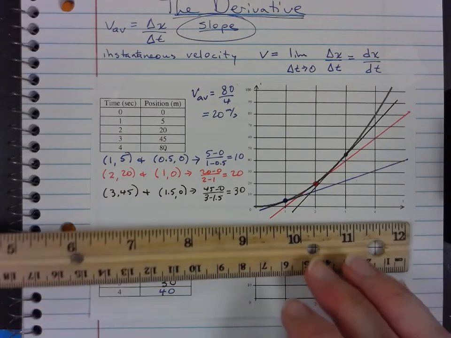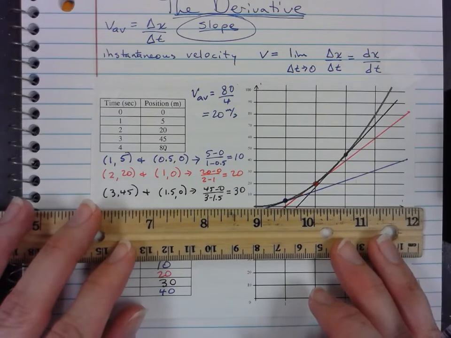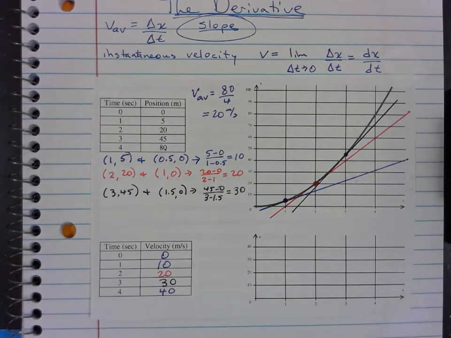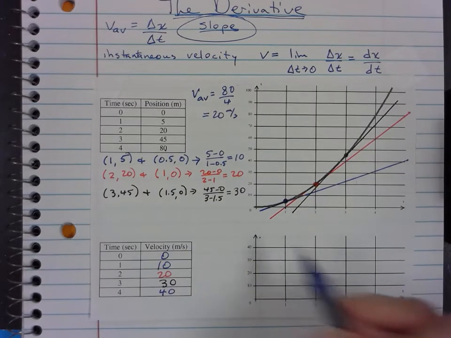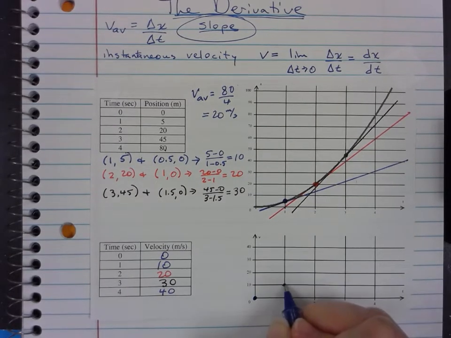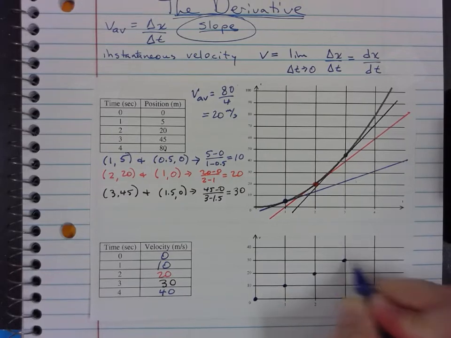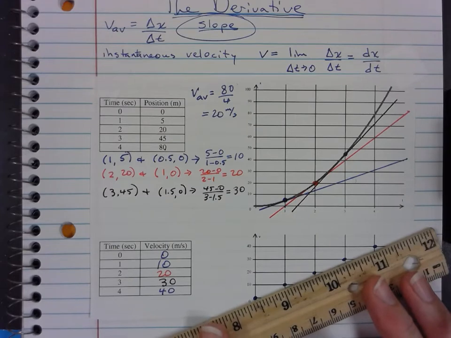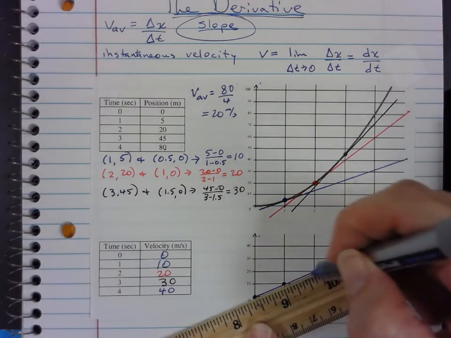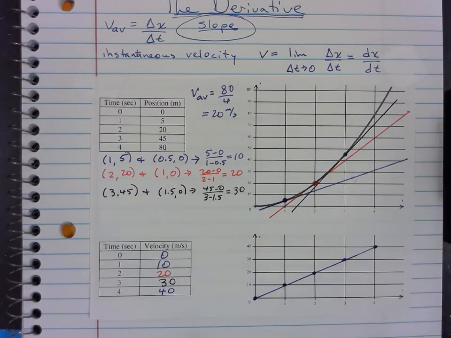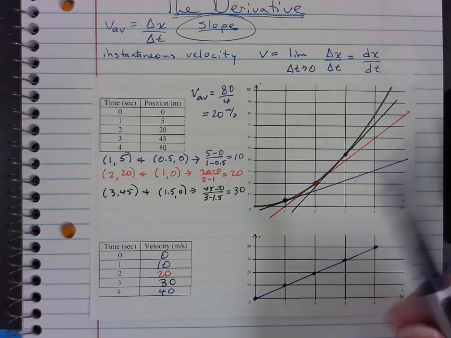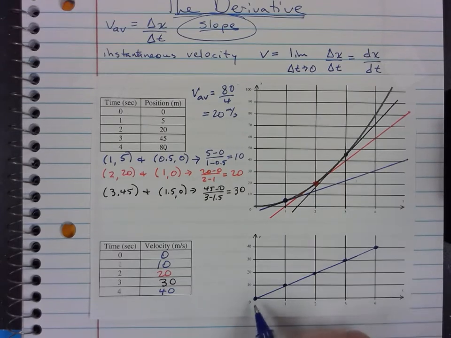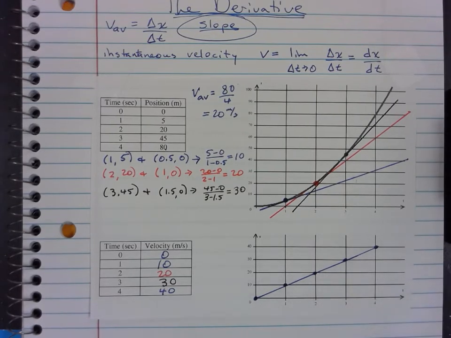Also, back at 0, if I hold my line to get it parallel, it's pretty much flat. That was a velocity of 0. So now I can graph these velocities. So 0, 10, 20, 30, 40. And that is a very obviously straight line. So this person, however they were driving, was increasing their speed at a very steady rate. We have a constant increase in velocity here.